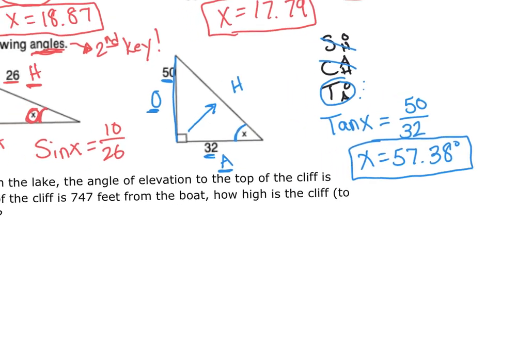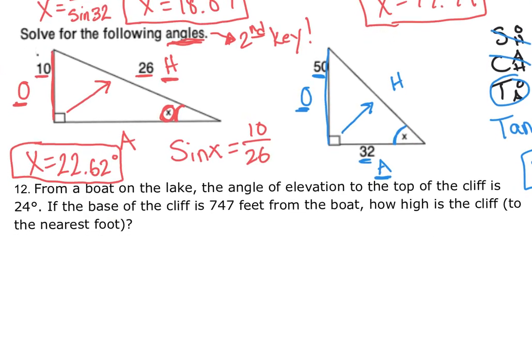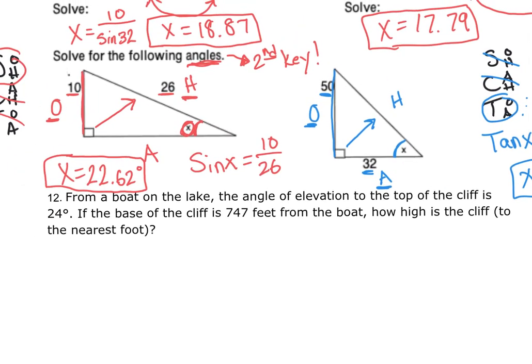Now, number 12 is still SOHCAHTOA, still trig, but it's a word problem, so it's a little bit different. Let's read this together. It says, from a boat on the lake, so if I draw a boat, little boat here, on the lake, the angle of elevation, so I'm looking at the word elevation, you should be thinking up, looking up when you think of the word elevation. The angle of elevation to the top of the cliff is 24 degrees.